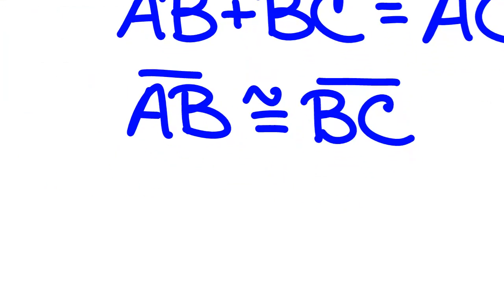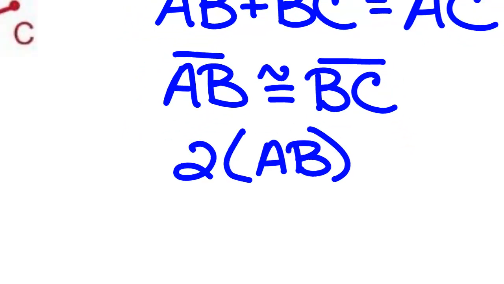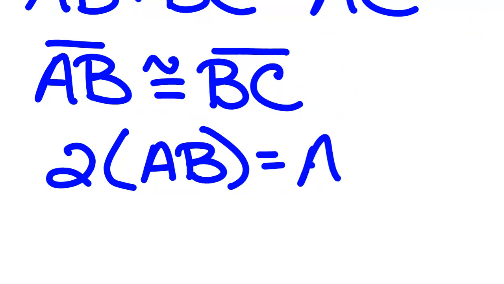Well, if AB and BC are the same size, what would happen if I took the length of segment AB and I doubled it? That would give me AC. So 2 times the measurement of segment AB is the same size as segment AC. Or I could say 2 times BC is equal to AC.